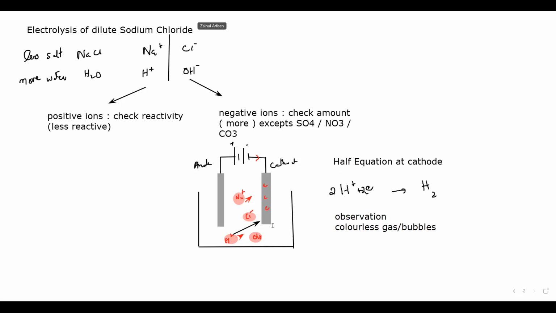For negative ion, we check the amount. So which ion is more in the solution? Is it chloride or hydroxide? Which ion is more in the solution? So it is hydroxide ion, or OH ion. Both ions are attracted, even chloride is attracted, OH is also attracted, but the ion which is more is able to discharge, so OH ion is able to discharge.